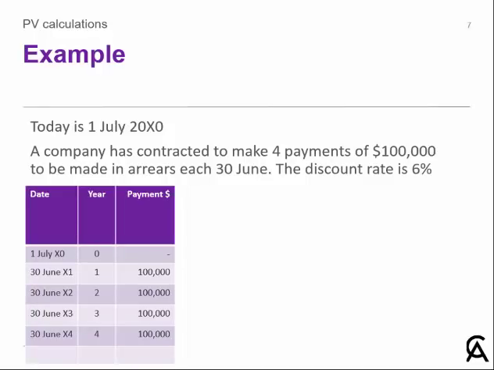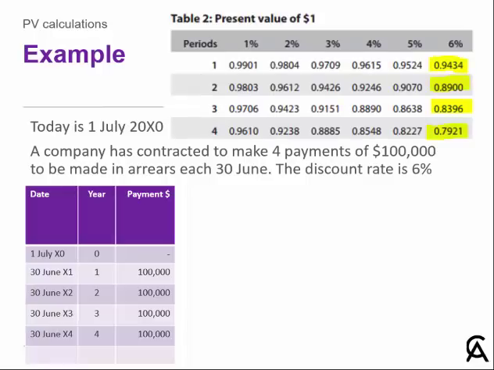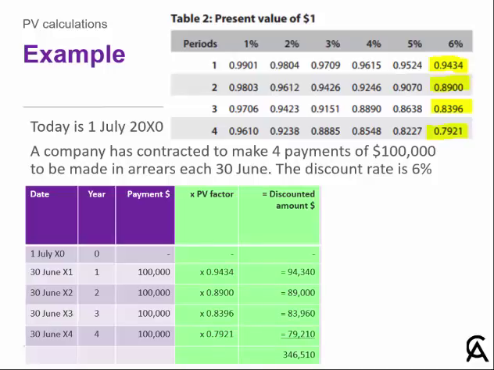So here's my payments. You'll see year 0, 1 July 20X0, I've got nothing to pay, and those deferred payments of $100,000. So I'm going to use my present value of $1 factors for the individual payments. Remember, I multiply by these factors, and you can see I multiply them across, and my discounted amount of those 4 lots of $100,000 is a discounted amount of $346,510.